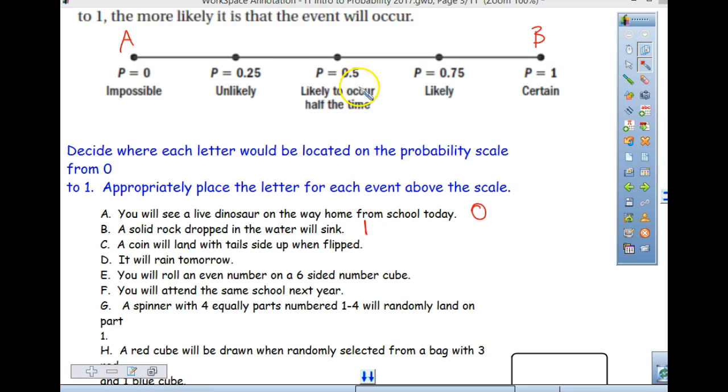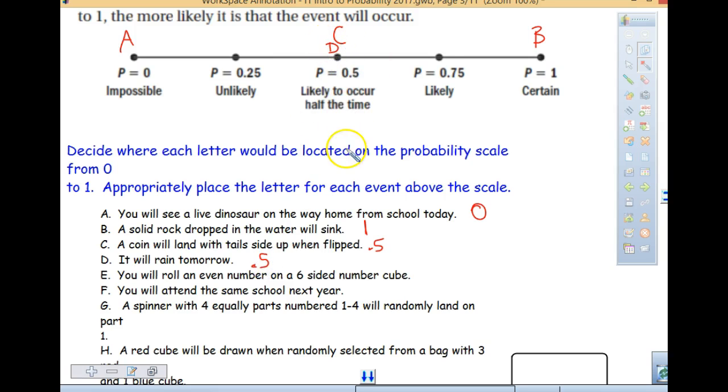I'm gonna put it at, see, at 0.5. I like that. If we're looking at it will rain tomorrow. Okay, if we're looking at that one, Gavin, what are we thinking? 0.5. Maybe 0.5. Okay, we could put that one at D also.